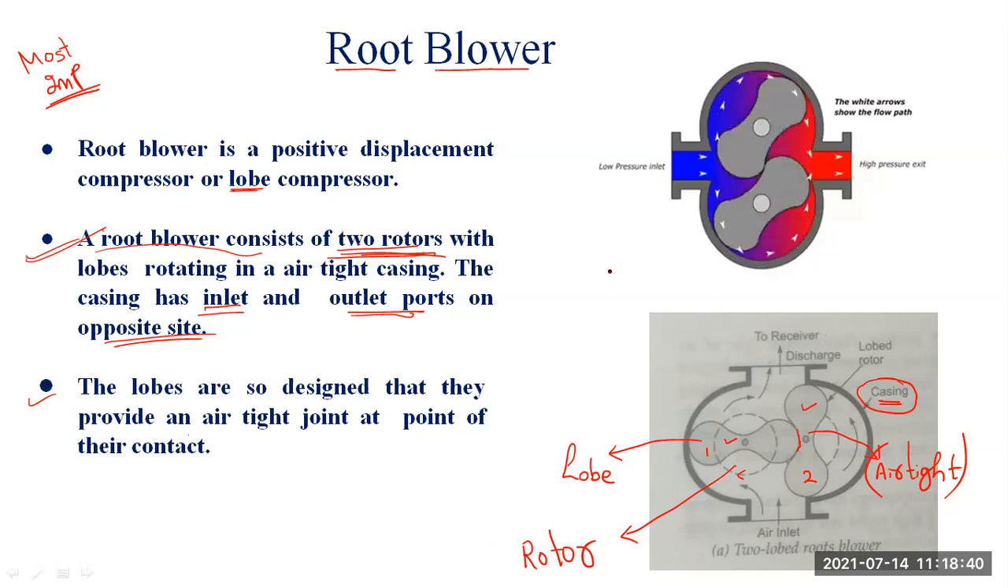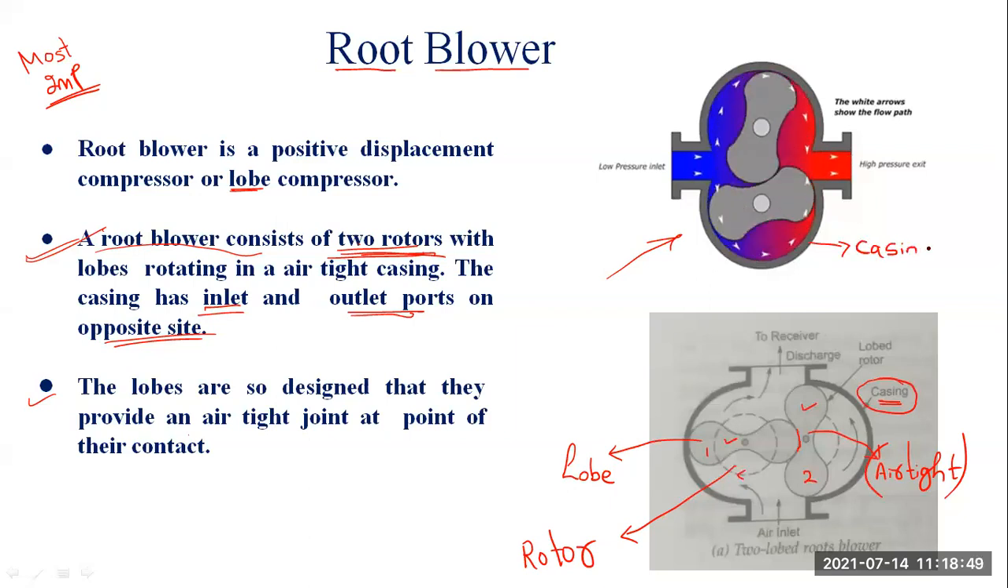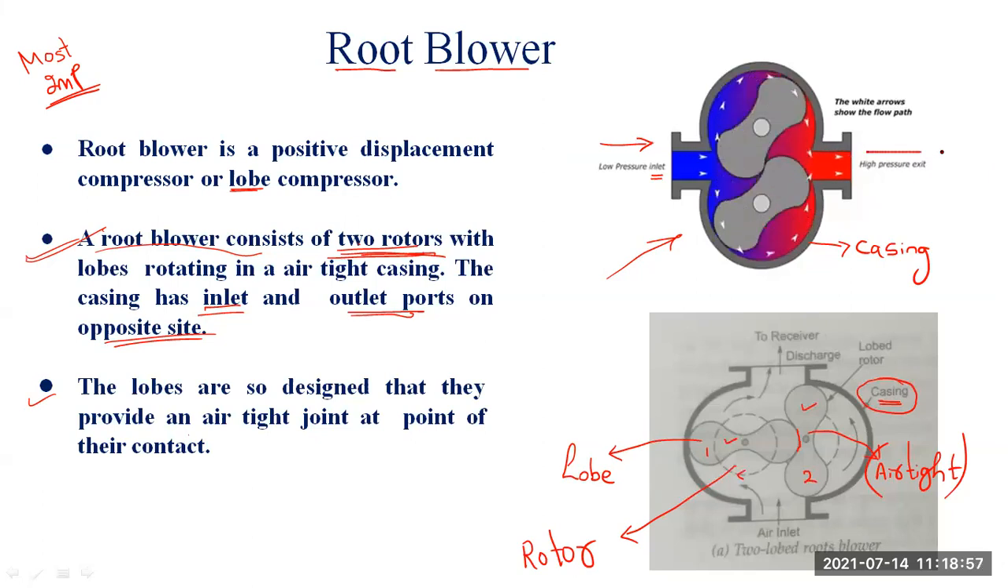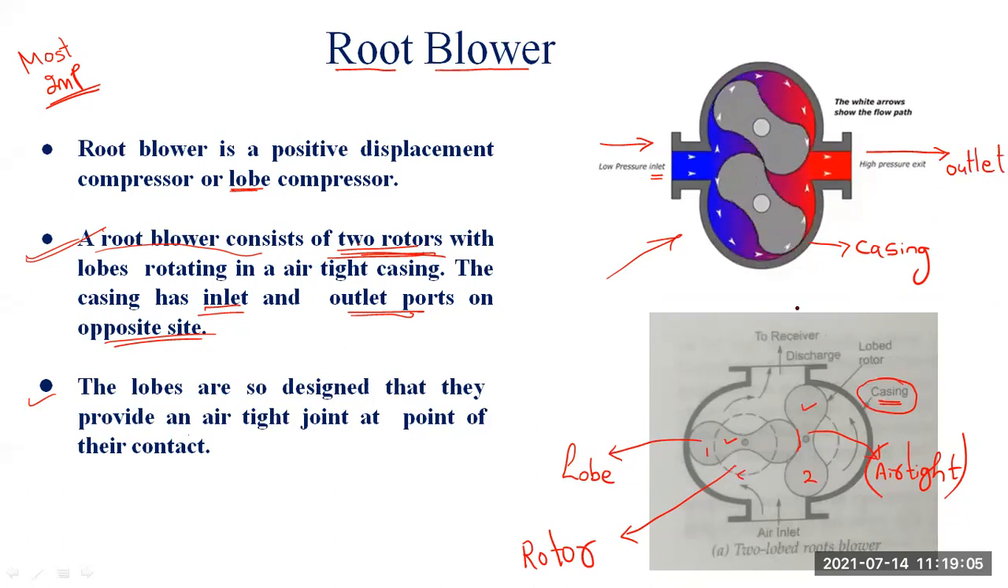So the exact working principle you can see from here. What about this outside part? This outside one is called the casing. On the left side, here the air will enter, so this is the inlet port. And on the right side, here the air will come out, so this is the outlet port. Inside this we have two lobes.